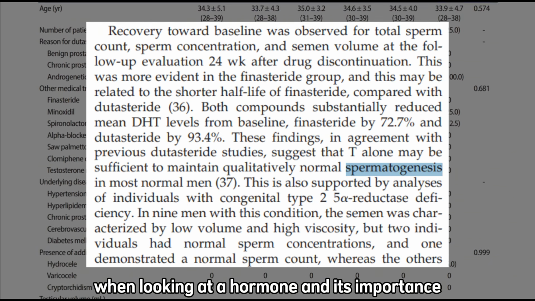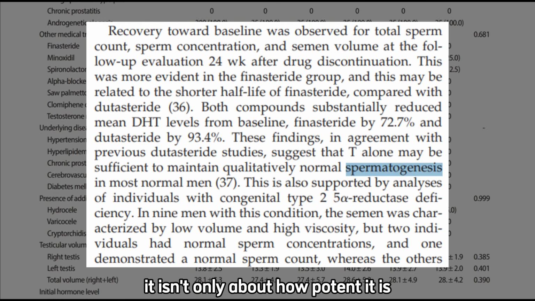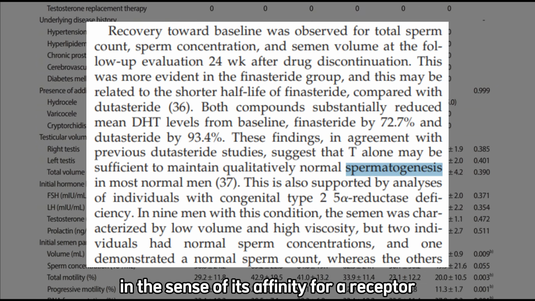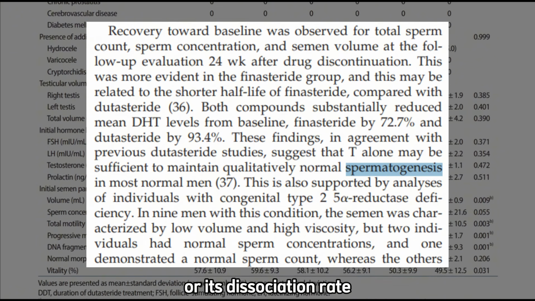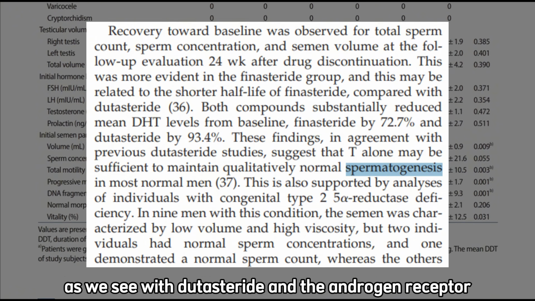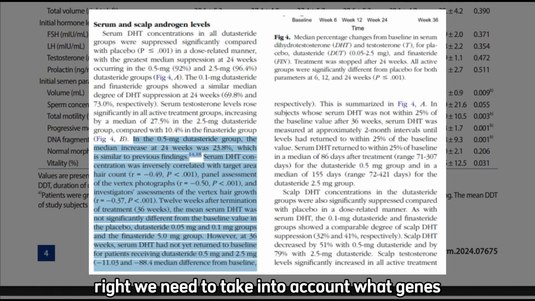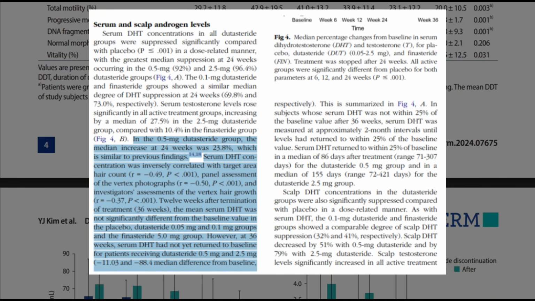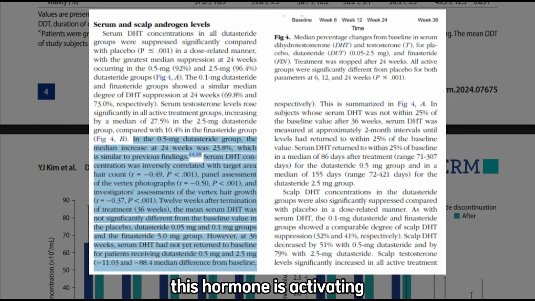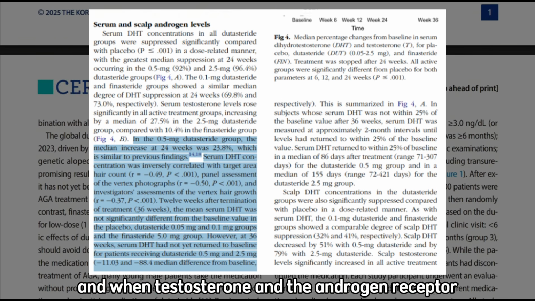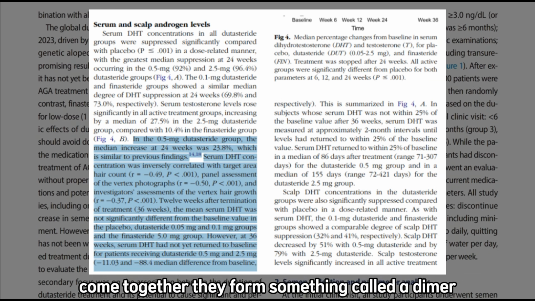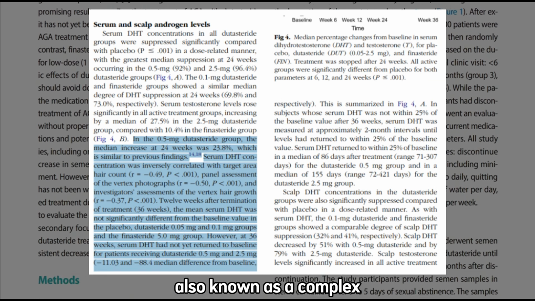When looking at a hormone and its importance, it isn't only about how potent it is in the sense of its affinity for a receptor or its dissociation rate, as we see with dutasteride and the androgen receptor, right? We need to take into account what genes this hormone is activating. And when testosterone and the androgen receptor come together, they form something called a dimer, also known as a complex.